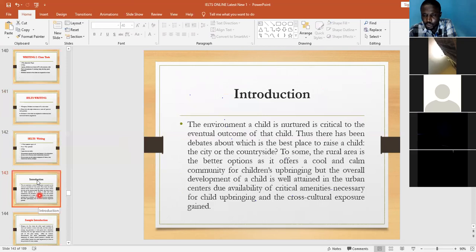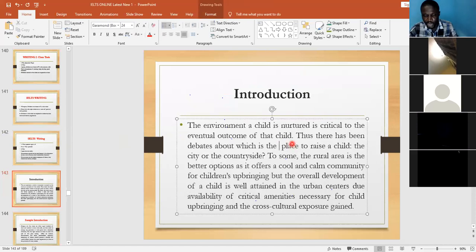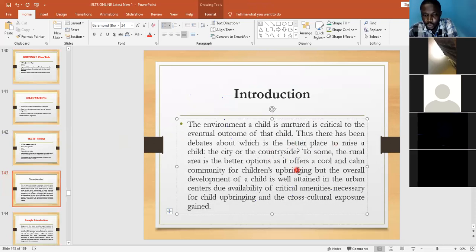Okay, let me just open. If there's a comment, please send your comment or anything you want to contribute while writing. Okay, I'm redoing this and spotting an error. Because I am comparing two places, the better is the right word, not the best. Which is the better place to raise a child, the city or the countryside?